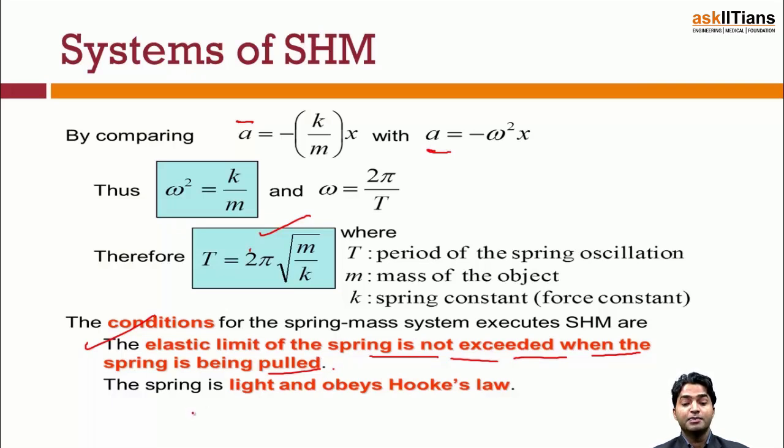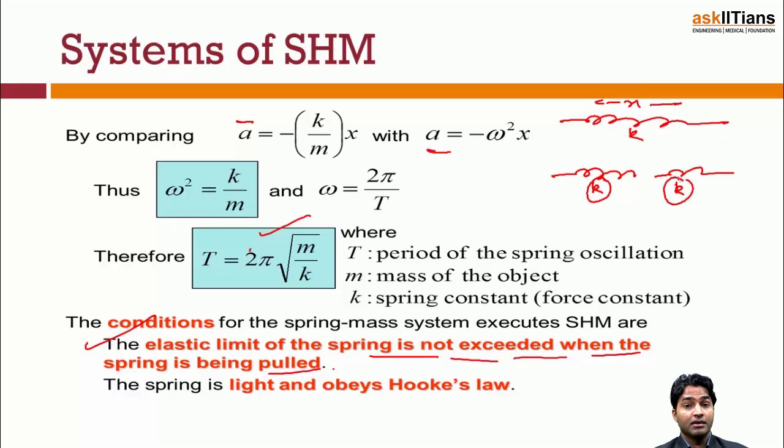Third part, a spring is light and obeys Hooke's law. So means force applied on a system should be directly proportional to the displacement in the spring within the elastic limit. Now, if we have a spring of length x initial and spring constant k, if we divide our spring into two parts, then what would be the spring constant? A spring constant will never change, it will remain same.